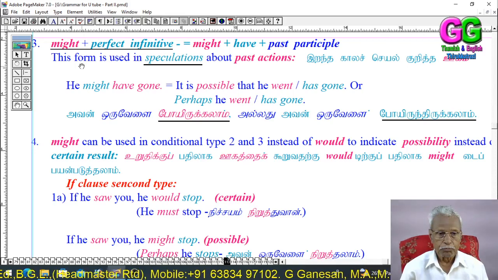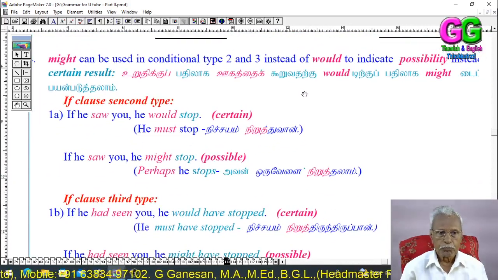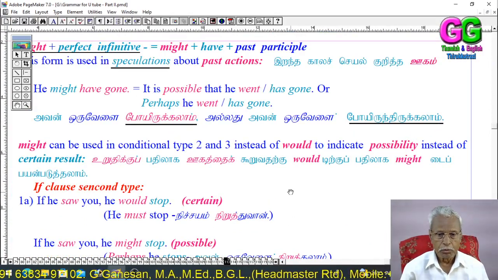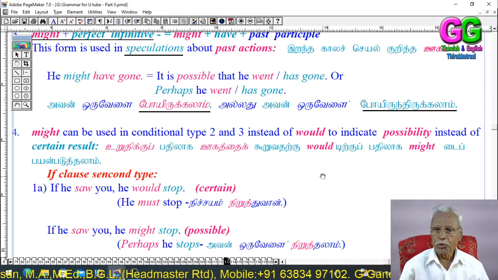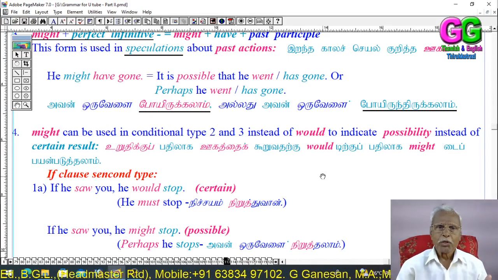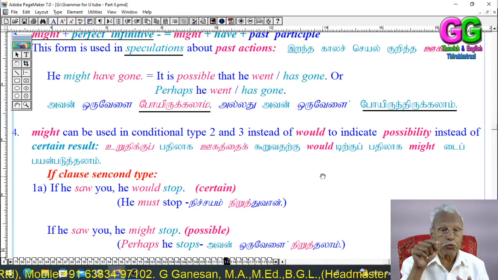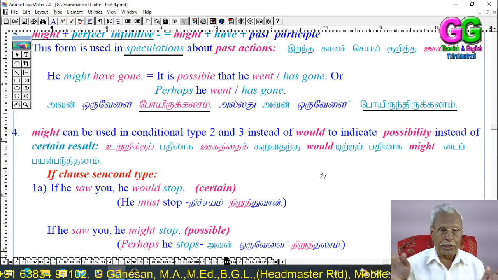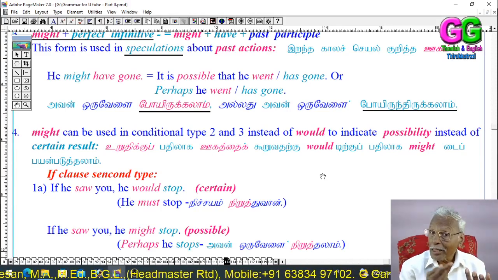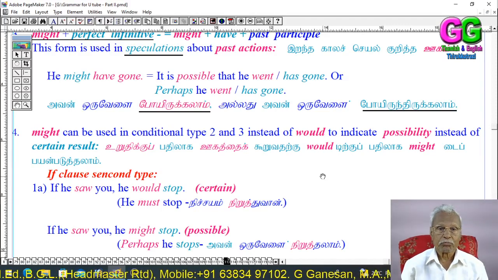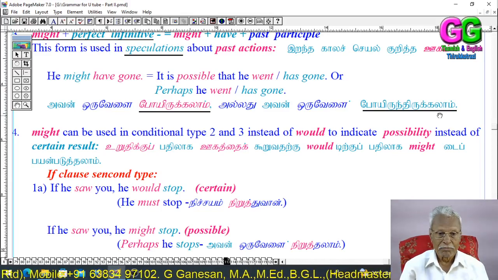Then what use? Might can be used in conditional types 2 and 3 instead of would to indicate possibility instead of certain results. So, dear students, it is very, very important. That is, might can be used instead of would in conditional types 2 and 3 to express possibility instead of certainty. It is very, very important.